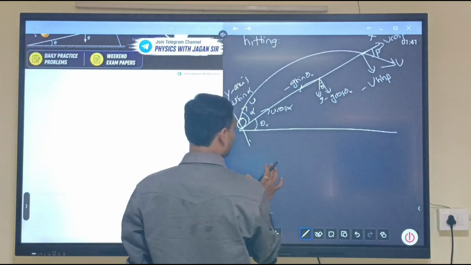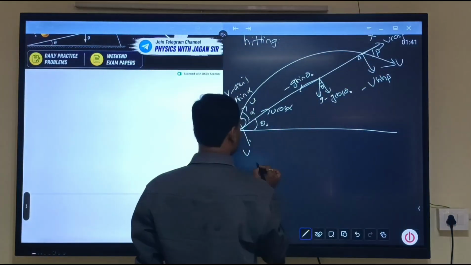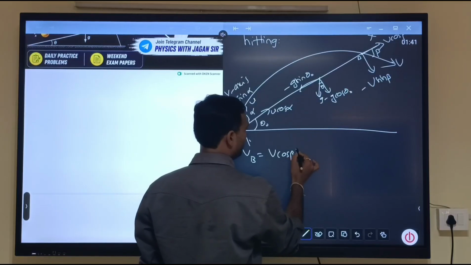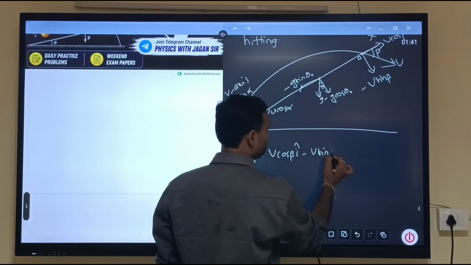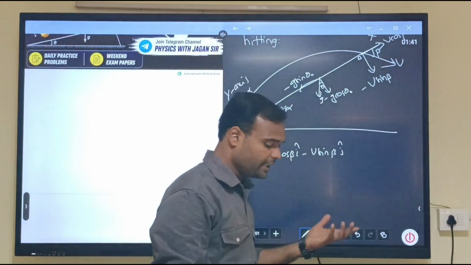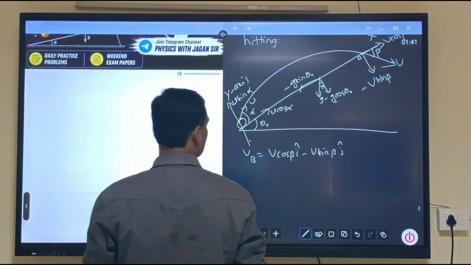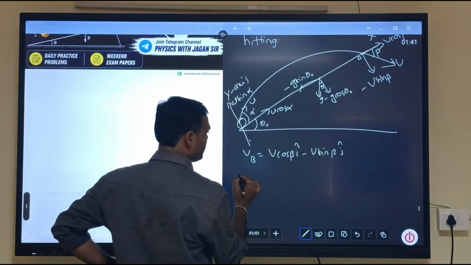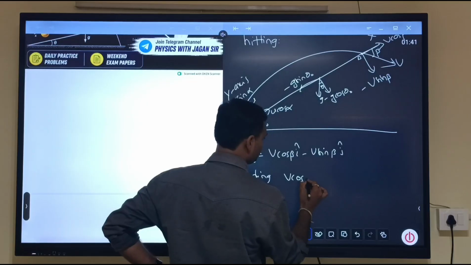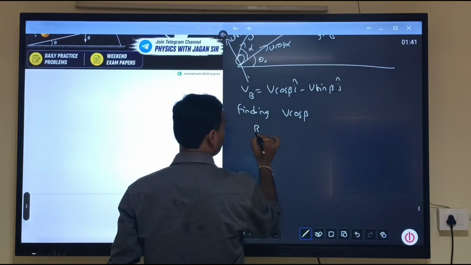Let us assume the starting point is A. The velocity at point B is equal to v cos theta i minus v sin theta j. Here I am representing it negative because the velocity is directed downward relative to the inclined plane. Right? Now, find v cos theta.